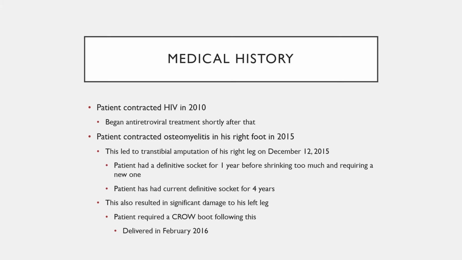Important to mention is the fact that when he contracted that osteomyelitis, he also ended up having a significant amount of damage done to his left leg. And it was actually so bad that he ended up requiring a crow boot. So now the way he gets around is he has his prosthesis on his right side, and on his left side he wears a crow boot. So that is definitely important to mention.